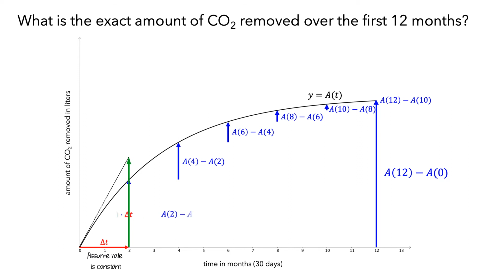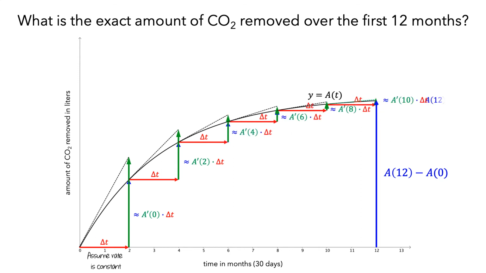Symbolically, we'd write this as A prime of 0, which represents the initial rate of CO2 removal, times delta t, which represents an amount of time elapsed. This product gives an overestimate of the actual CO2 removed over this interval of time, because the actual rate of CO2 removal decreases as time elapses. Similarly, we can approximate the amount of CO2 removed during the second 2-month interval by computing A prime of 2 times delta t. We can compute these products for every 2-month interval of time, between 0 and 12 months.